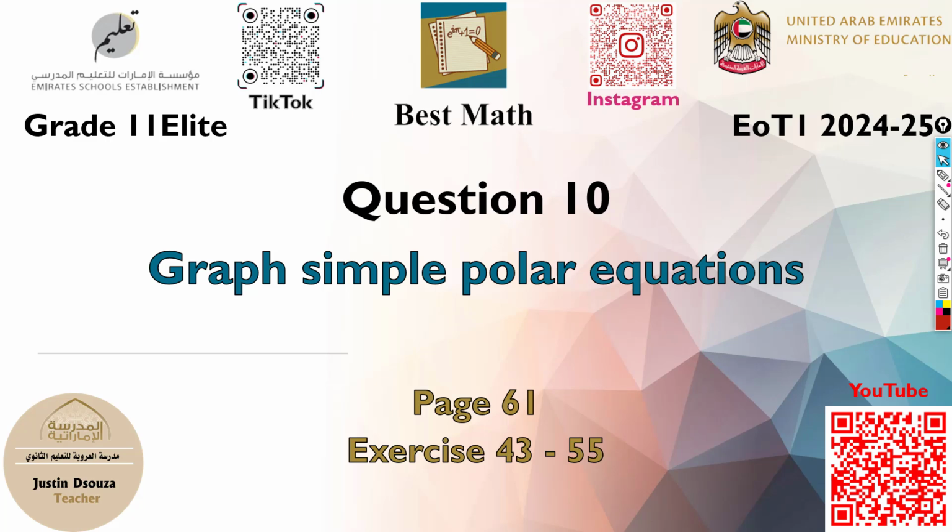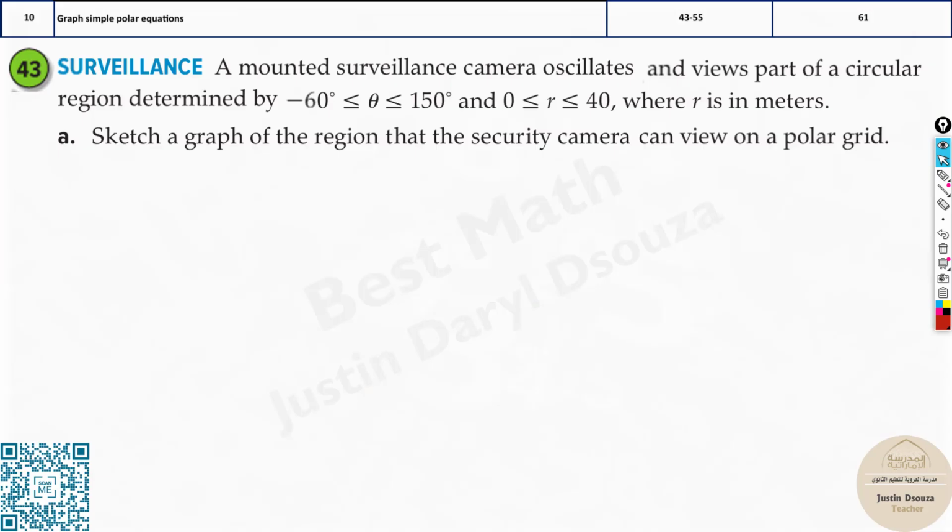In question 10, we will be graphing simple polar equations, and also finding area and distance. The first question is about surveillance. A mounted surveillance camera oscillates and views part of a circular region determined by theta greater than negative 60 degrees but less than 150 degrees. That's the range. And the radius is 0 to 40, where r is in meters.